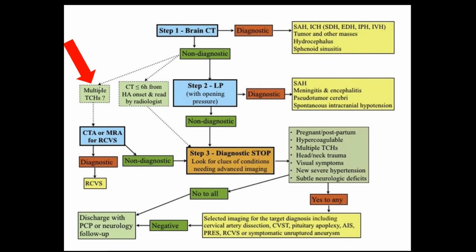If, however, you're dealing with a patient with multiple thunderclap headaches, then you can do the CTA and MRA, and if it's non-diagnostic, repeat it, and you will find RCVS. And even if you don't see the abnormality in a patient with a normal head CT and, say, 4 thunderclap headaches, there's really no other differential diagnosis. It just means you missed the period of time when the arteries were narrowed because it's a reversible condition.